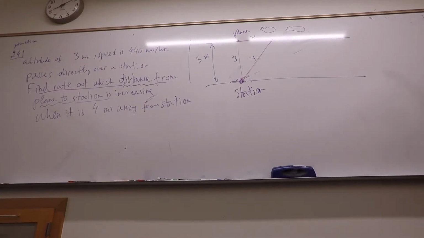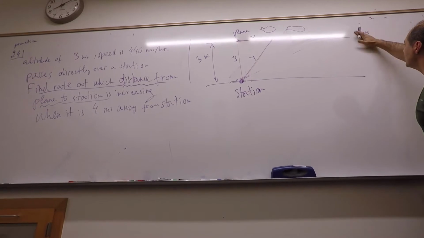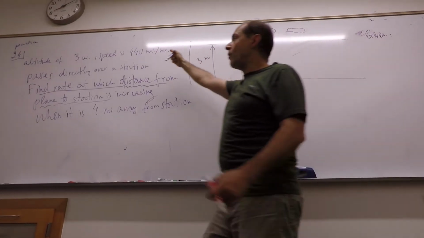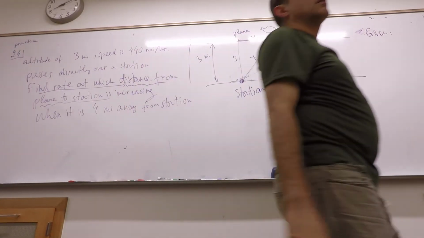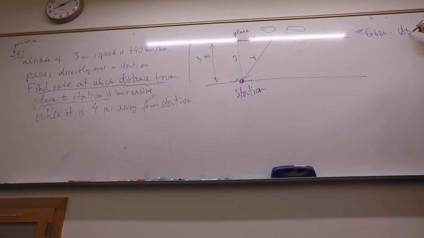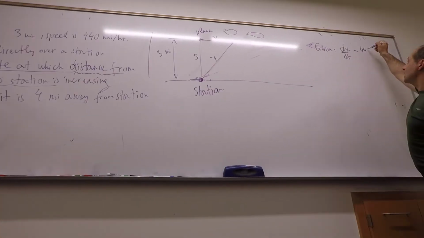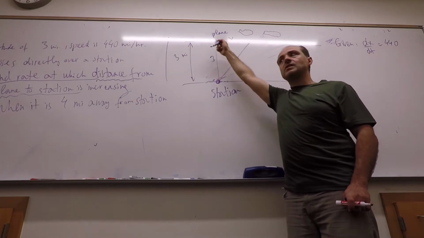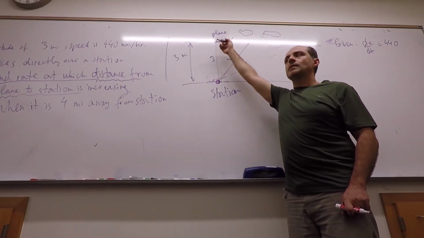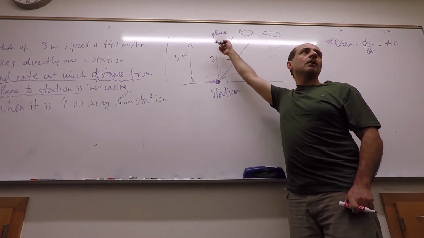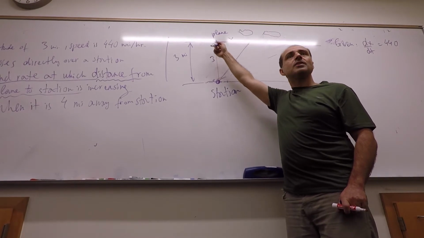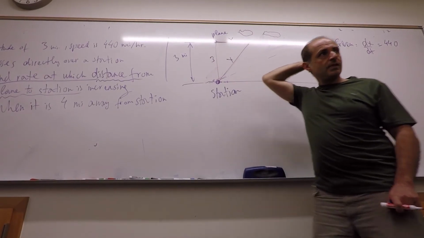So we are given some numbers. 440. What is 440? It's the speed of that plane, so is that dx dt? Why is it dx dt? If the distance of the plane is x, the speed is the derivative of that, the derivative of your position. If the position of the plane is x on a line, the derivative of that is your speed. Does that make sense?